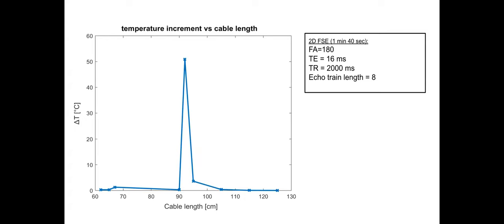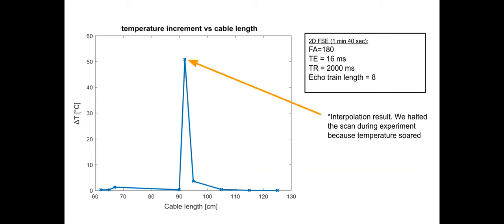So here are our results. We tried to find the resonance by changing the cable length. And here's how temperature increment changes versus cable length for each set of experiments. We performed a 2D FSE, which is a 1 minute and 40 second scan, and then recorded the temperature increment before and after the scan. Then we waited till the temperature restored to around 20 degrees and trimmed the wire and repeated the experiment.